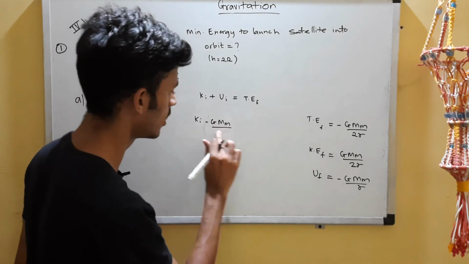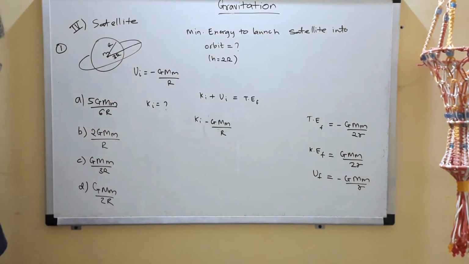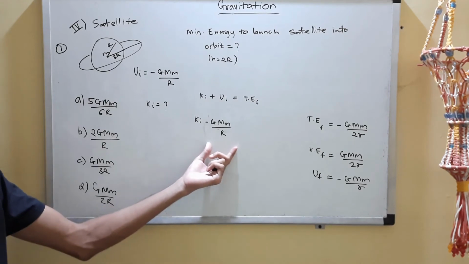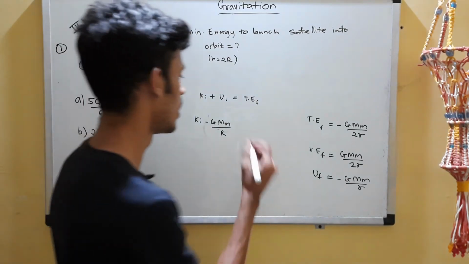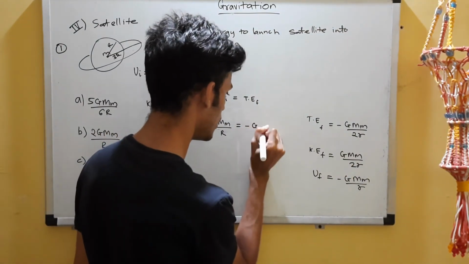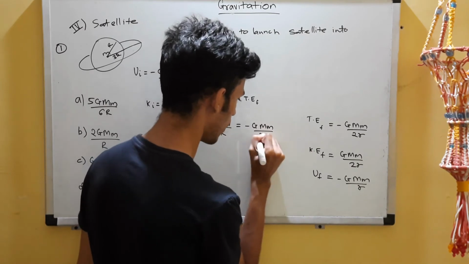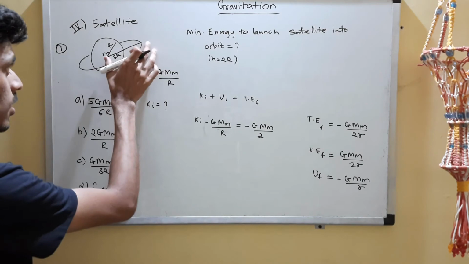Now this r is on the surface, right? This is the initial potential energy. The satellite initially is on the surface of Earth, so that r is nothing but the radius of Earth. Now the total final energy is -GMm by 2r, where r is the distance from the center.